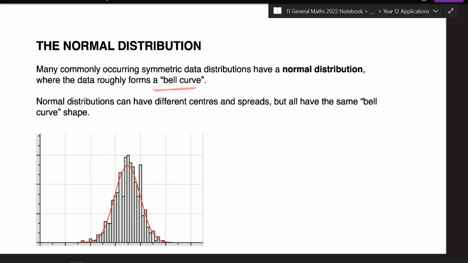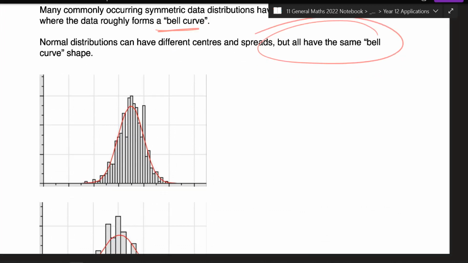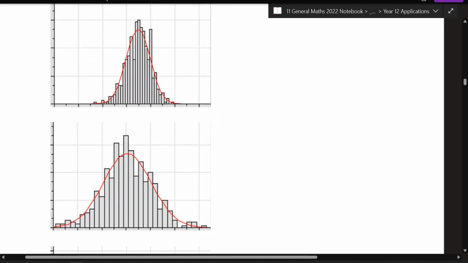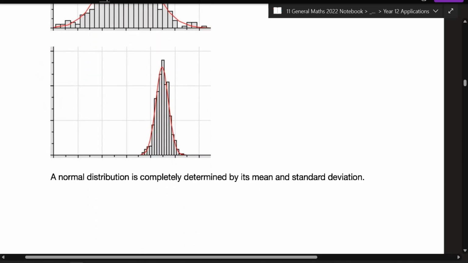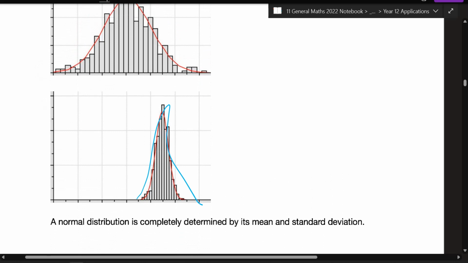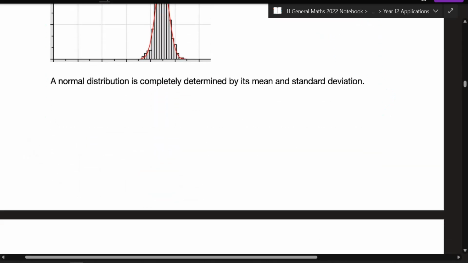All of that is going to be relevant. Normal distributions can have different centers and spreads, but always have that bell curve shape. So you can have data that's quite close like this, or data that's spread apart like this, but it has to have a bell curve shape. You can also have data that's higher up on the number line. Doesn't matter where it is, how wide or how thin, it's got to have a bell curve shape. That's what you're looking for when it comes to normal distribution.